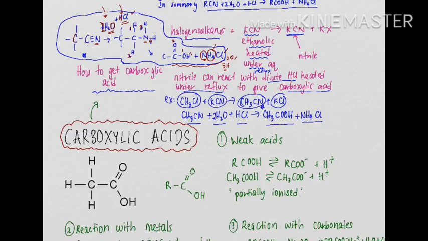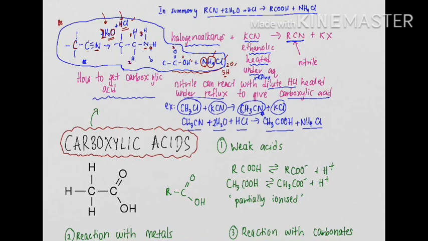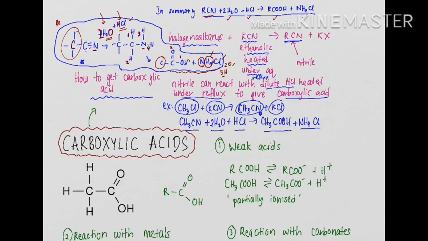So in summary, if I write this in the form of a proper reaction, RCN reacts with 2 moles of water and 1 mole of HCl to give you the R carboxylic acid and ammonium chloride. This is the reaction that will be happening. Basically, you are going to get carboxylic acid from the nitrile group, but you need to react with dilute HCl heated under reflux.